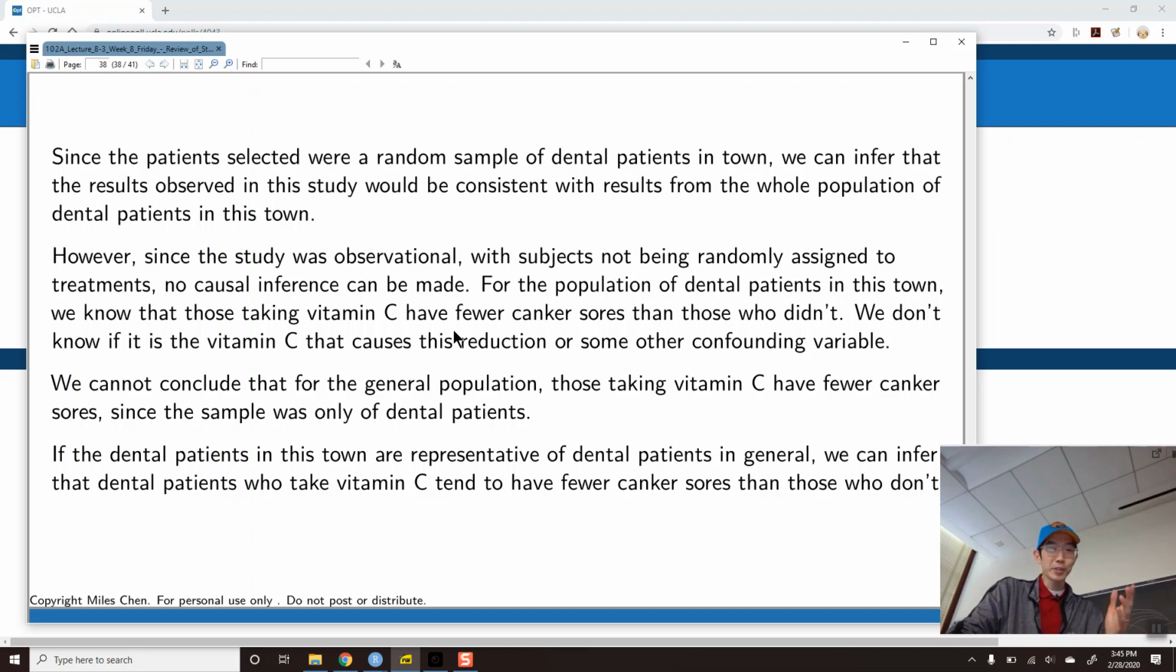Sorry, what did I say? Okay. So we can generalize to all dental patients. We can't generalize to the entire town, because we only got a random sample of dental patients. If we say the dental patients are representative of the entire town, then maybe that's okay. But with each of these things, you're making an assumption about what your population looks like and what your sample looks like. And again, we cannot make any kind of conclusion about why.